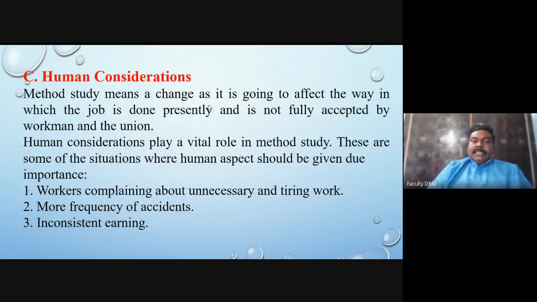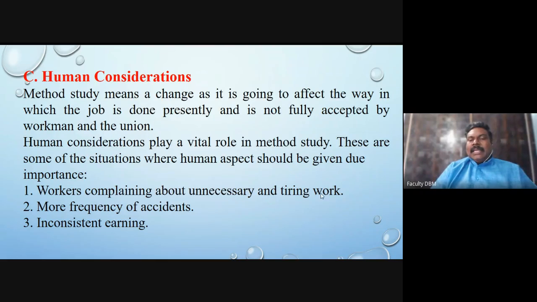Human considerations: the change is going to affect the way in which the job is done presently, and may not be fully accepted by the humans. Example, in our university, when we changed from physical classroom to online classroom, some 80 to 90% of teachers were opposing this. It is very difficult, and 50% to 60% of students were still saying that online is very difficult. But still, it has become a pandemic, there is no other go. The people are going online, assignments online, and even assessment has become online. Even you are going to get your certificate online. So it happens. Humans are not going to fully accept it. The workers union may not accept. So human considerations play a vital role in method study. These are some of the situations where the human aspect should be given due importance.